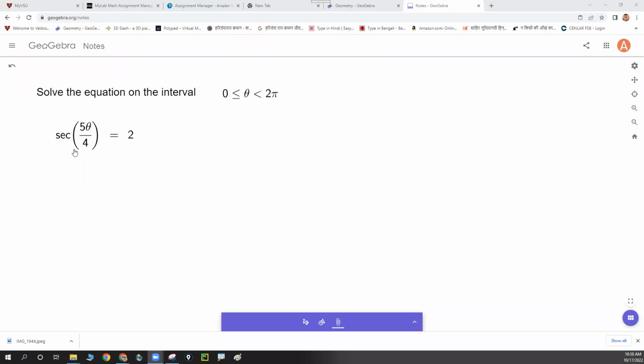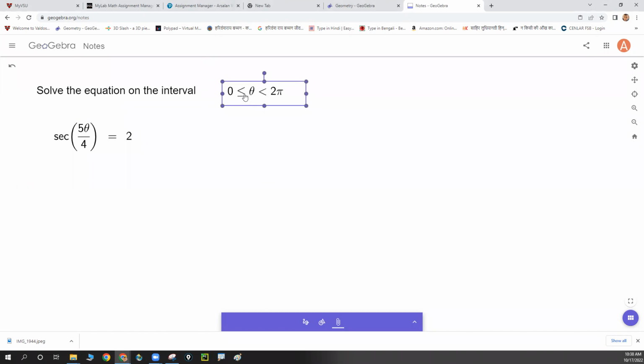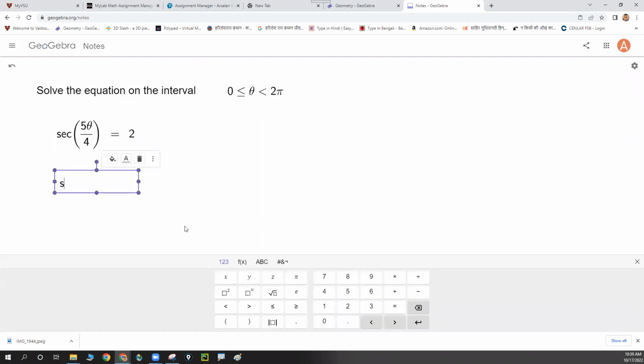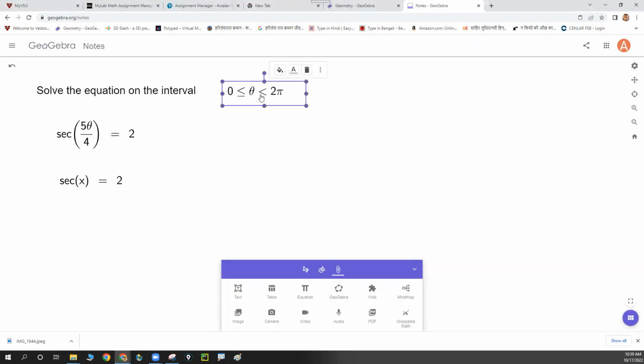Let's work on this problem. First, I am going to simplify. Well, actually, I'm going to substitute 5 theta over 4. I'm going to replace it with x. So the question now becomes, is equal to 2.